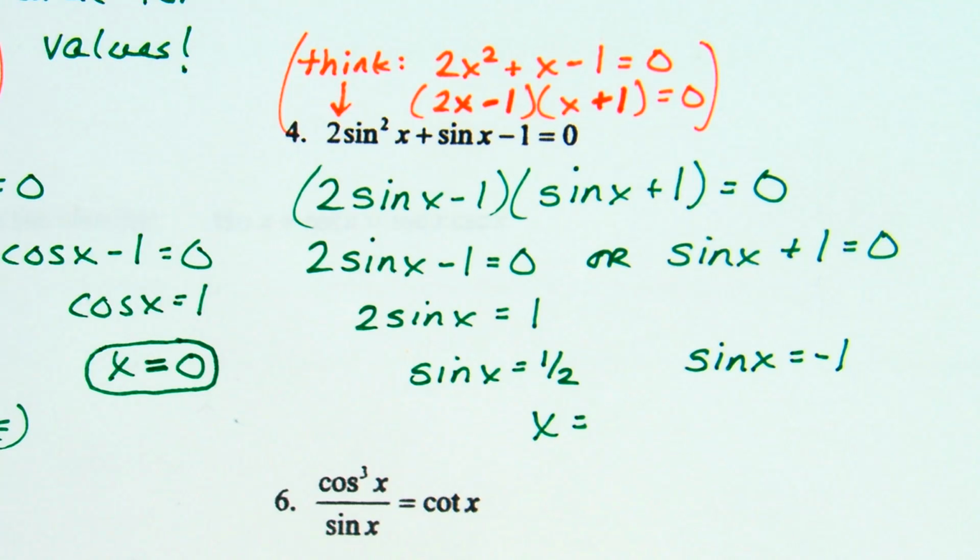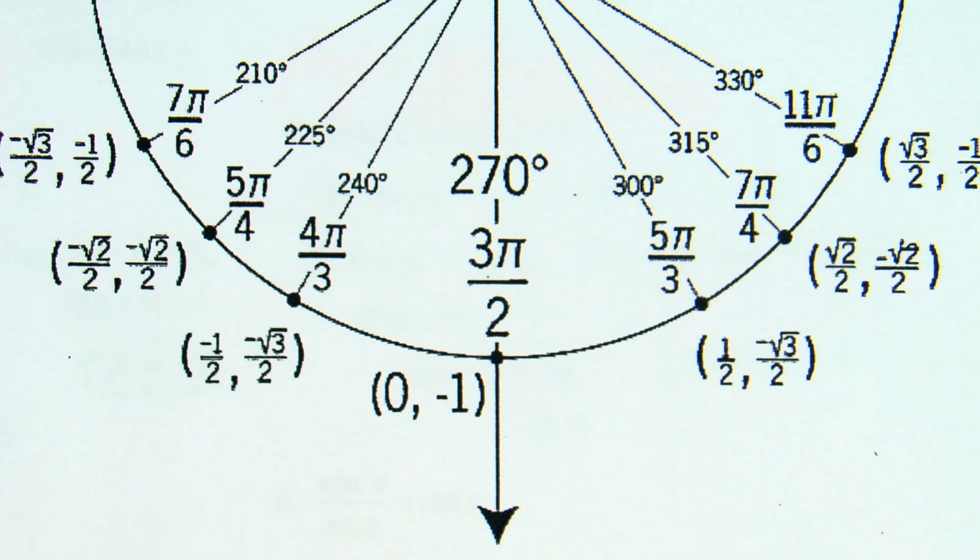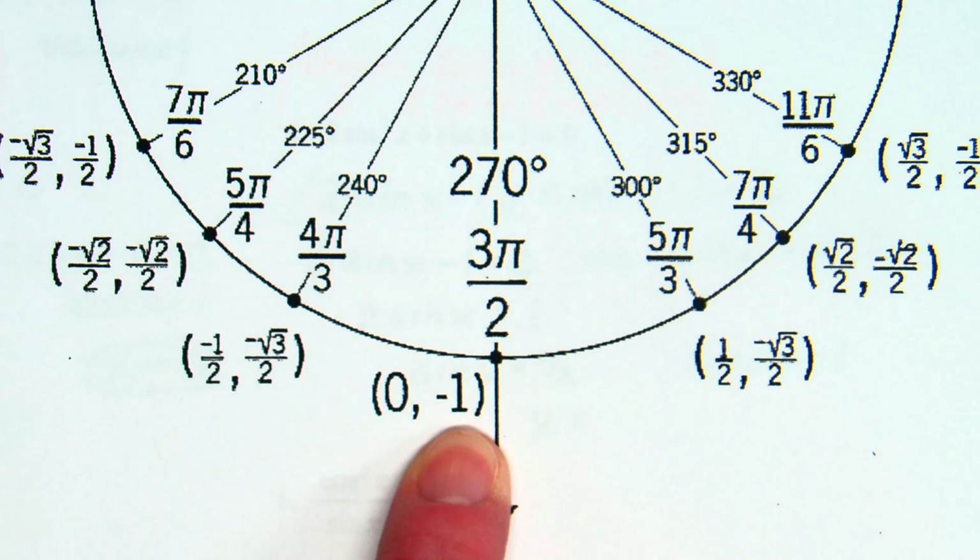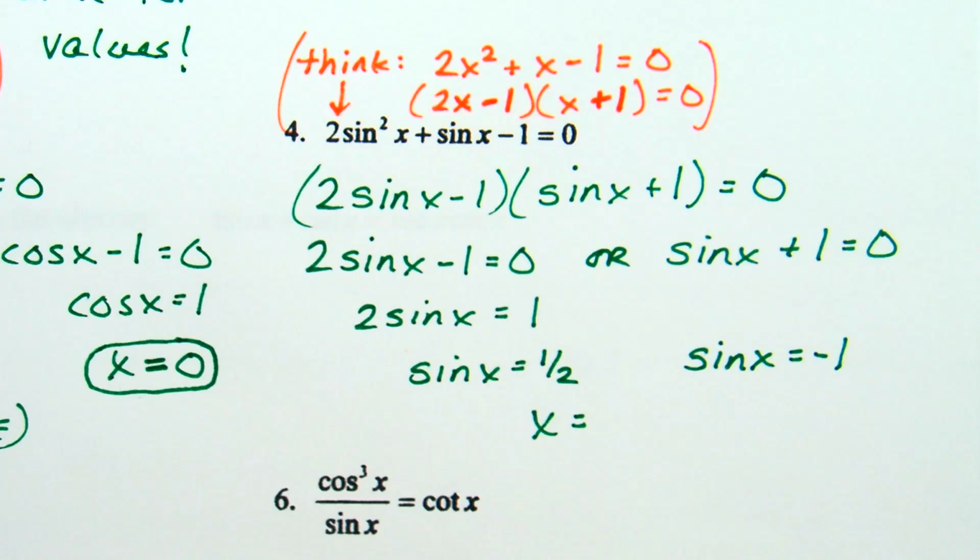Okay. When does sine equal -1 is where Ross started. So sine is the y value. When is the y value -1? At 270, which is 3 pi over 2. Correct. So one of our answers is 3 pi over 2.